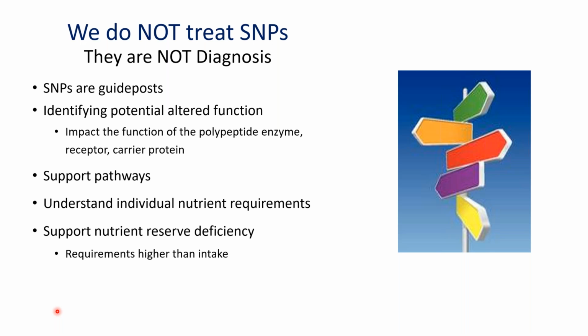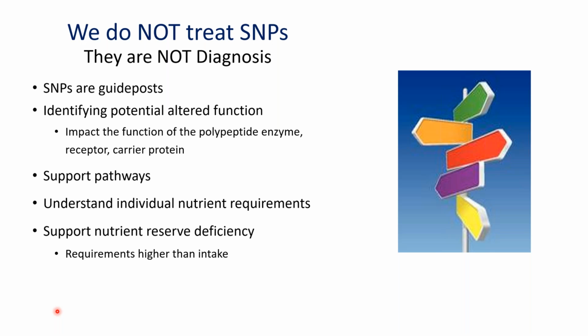Same thing with the B6. If we're not able to convert regular B6 to the paradoxal form of P5P for amino acid formation, just by giving a little P5P will change someone's ability to build muscle and to help the adrenals out. So helping with those pathways, looking at certain nutrient requirements, and most importantly for me, the way I look at it is supporting the nutrient reserve deficiencies.